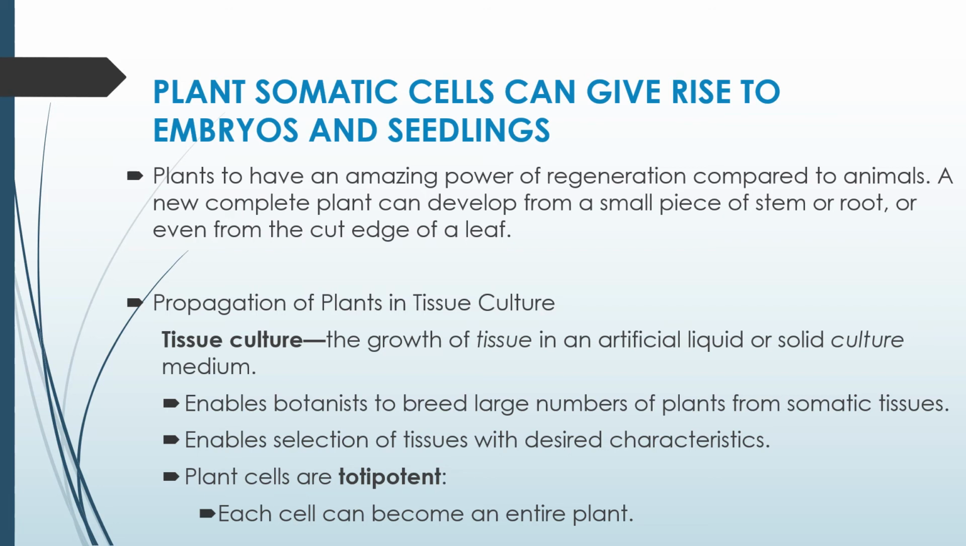So, tissue culture is the growth of tissue in an artificial liquid or solid culture medium. It enables botanists to breed large numbers of plants from somatic tissues, and it enables selection of tissues with desired characteristics. And again, these plant cells are totipotent. Again, it can become an entire plant because of the quality of the cell. Okay? Sometimes, for example with ginger, you just take a part of the ginger and stick it in the soil. After a few days of watering, it grows its own shoot. So, that is what we call tissue culture. We tend to sever parts of a plant itself, or the fruit itself, just so we can propagate another plant. Okay?